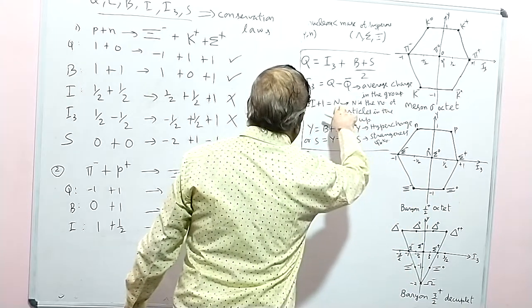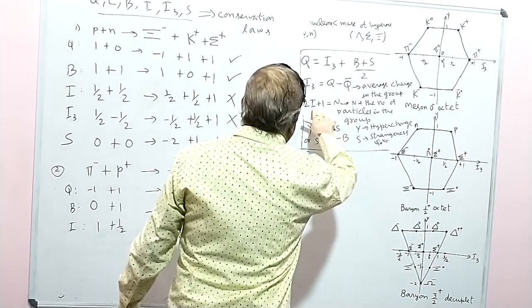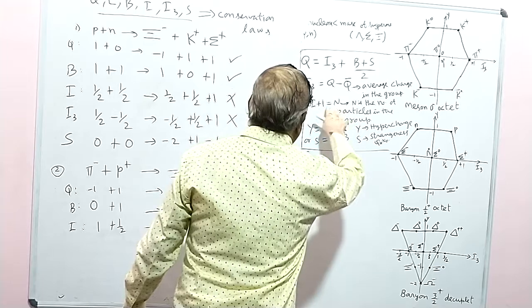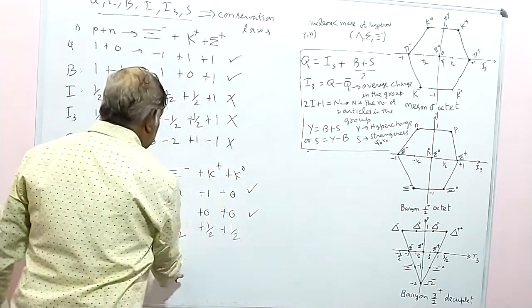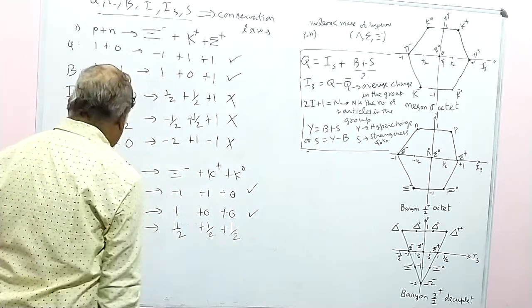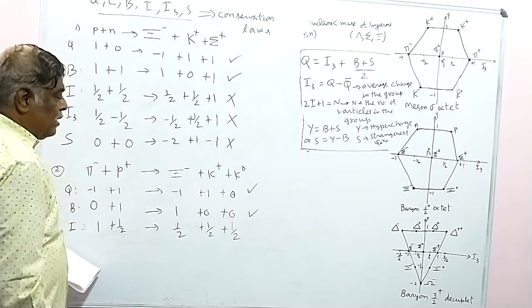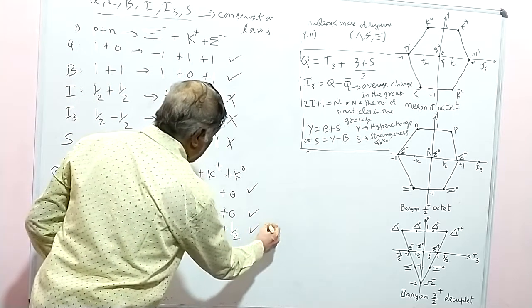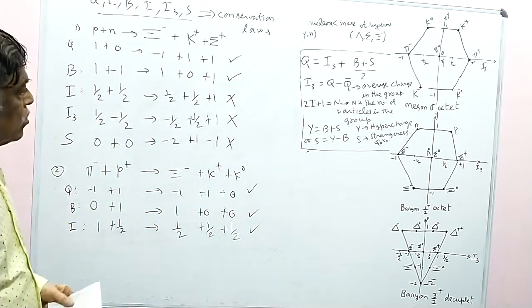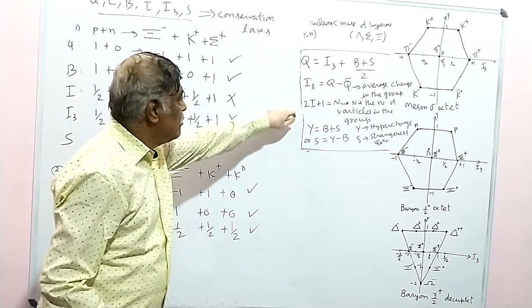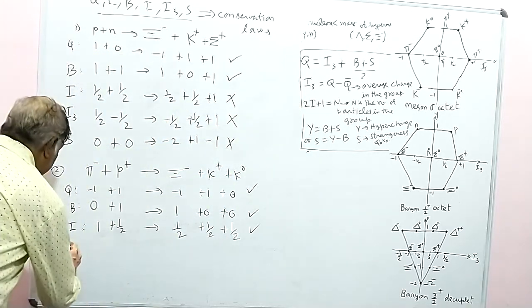So if you substitute 2 here, 2I plus 1 is equal to 2, so I is equal to half. Similarly for this is also half. So this is 1 and half, and this is 1 and half, so I is also constant. So using this formula I can be determined. And find I3.